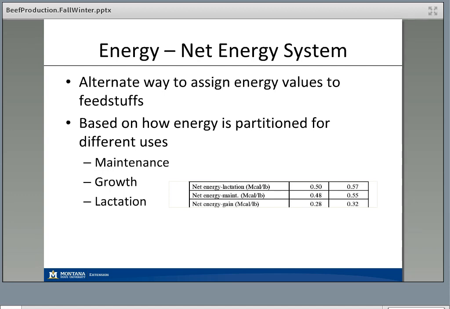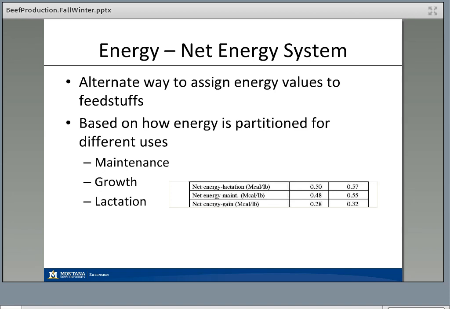We can see here on our little table that's cut out from our analysis, we have NEL, or net energy for lactation, maintenance, and gain, and those are measured in a unit called megacals per pound. This just allows us a better estimate of how the energy in the forage is going to be used by the animal.